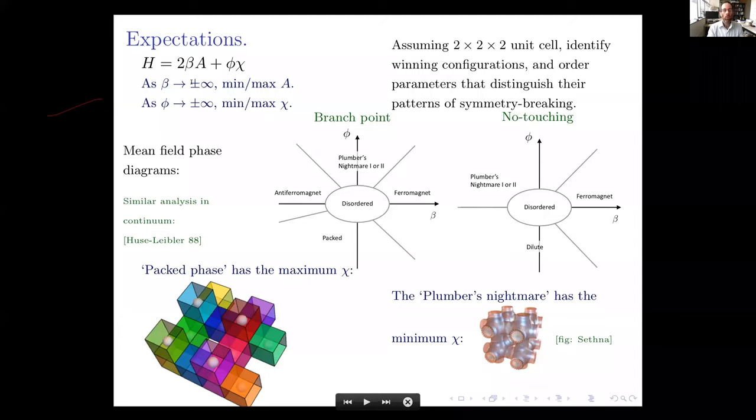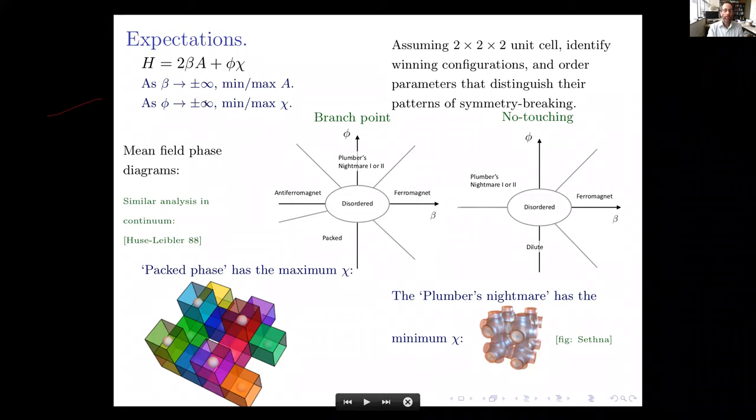When beta is large and positive, we want to minimize the area of the world sheets. That'll give the ordered phase. When beta is large and negative, we want to maximize the areas of the world sheets, so that if it's allowed, which it is in the case of the branch point regularization, that'll be an anti-ferromagnet. When phi, the log of the string coupling, is large and positive, we want to minimize the Euler character. And when it's large and negative, we want to maximize the Euler character.